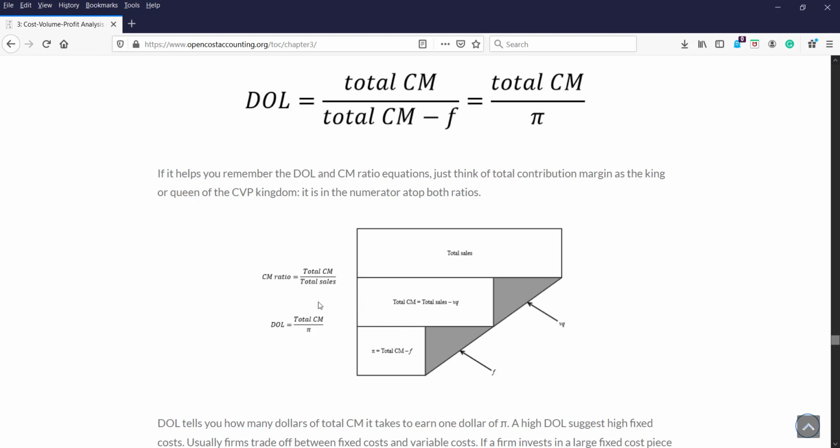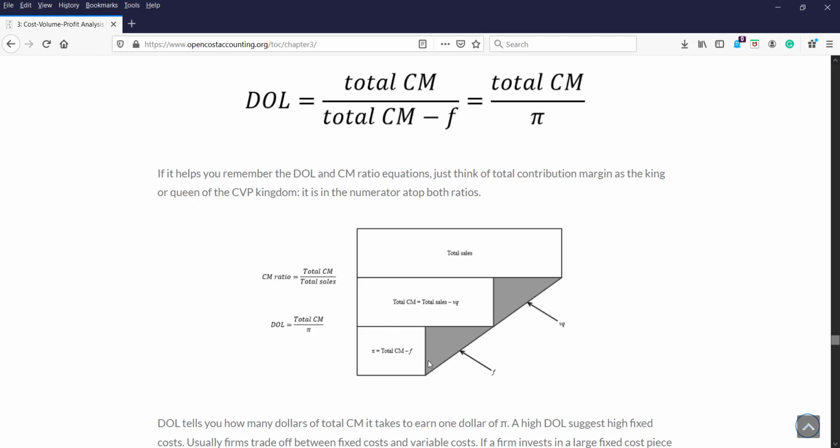Now, our degree of operating leverage takes us the rest of the way down to profit. Once we have total CM, how much of that is taken up by fixed costs? So we have total CM over profit, which is just total CM less our fixed costs. And now that will be a number greater than 1, unless we're losing money, I suppose. But the idea is we have total CM, and we're going to have that divided by profit.